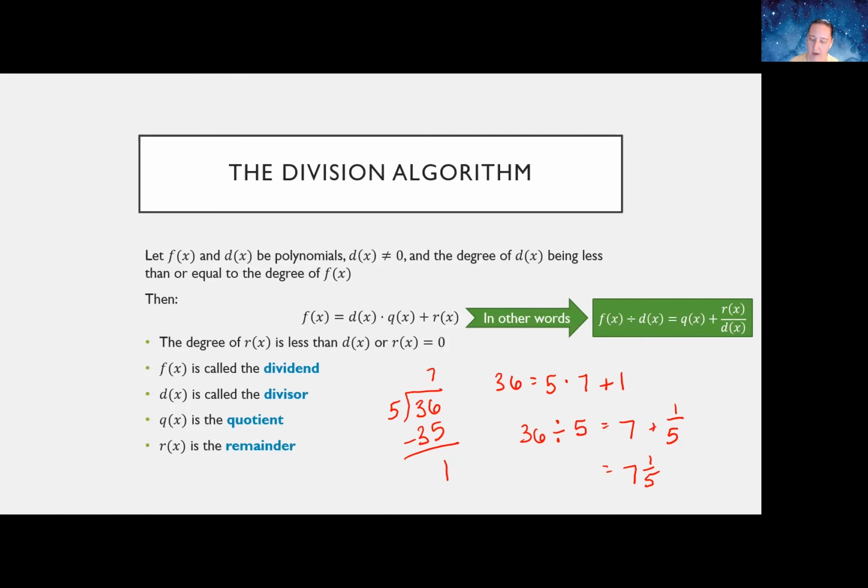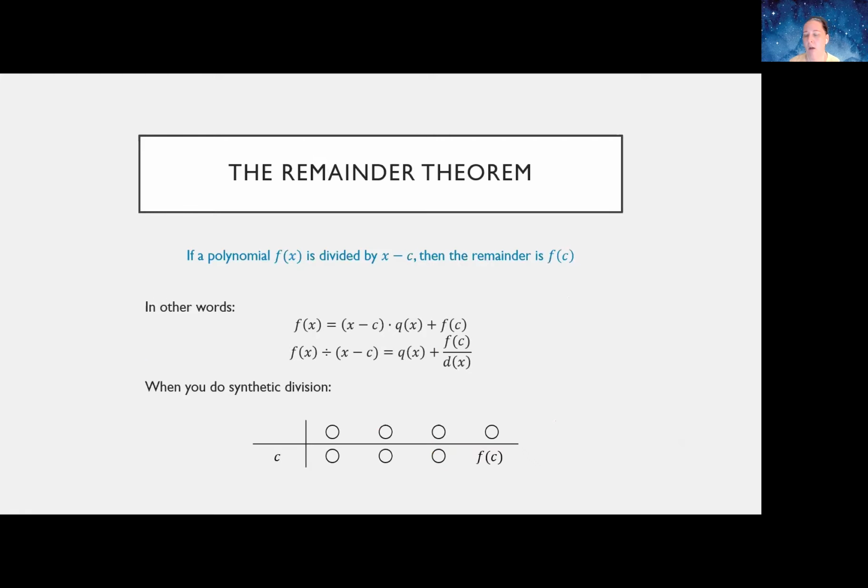The division algorithm leads us into the remainder theorem. In blue is the remainder theorem. If you have a polynomial and you divide it by something that's x minus a number, then your remainder is equal to plugging that number into the polynomial.